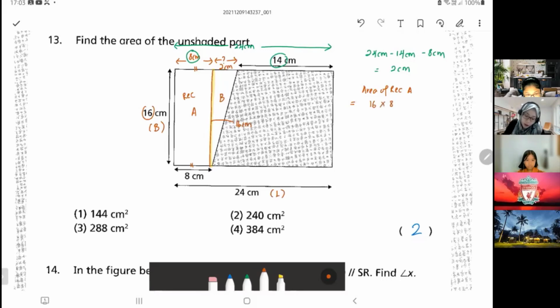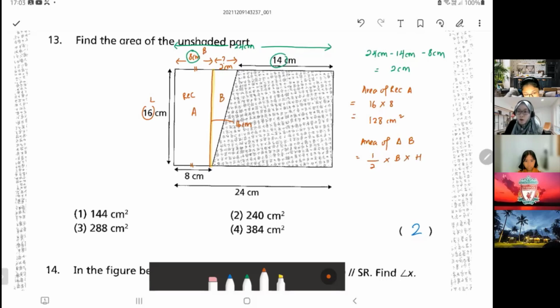The length now will be this one. Okay, I'm not looking at the big rectangle anymore. I'm looking at the small rectangle. So the length will be 16 and the breadth will be 8 cm. So this way, 16 times 8 equals to 128 cm squared. Done. Area of triangle B equals to half times base times height.